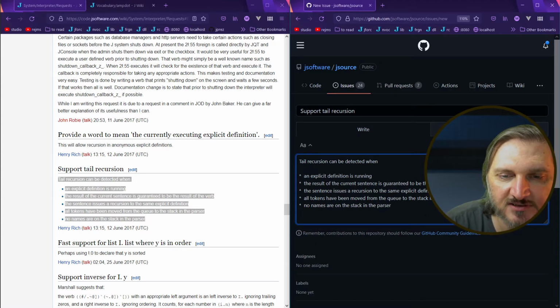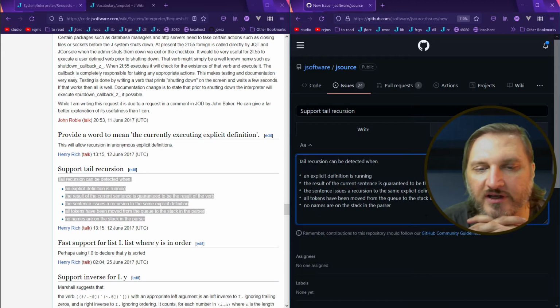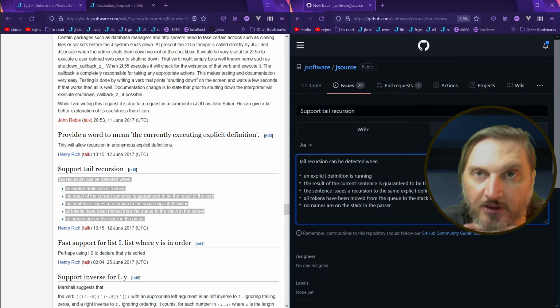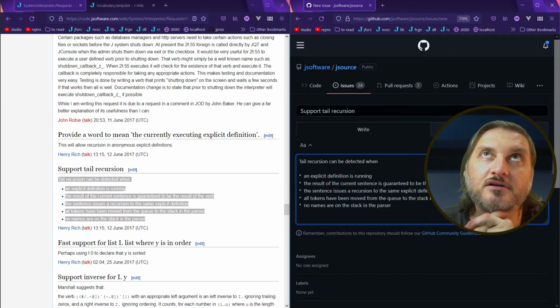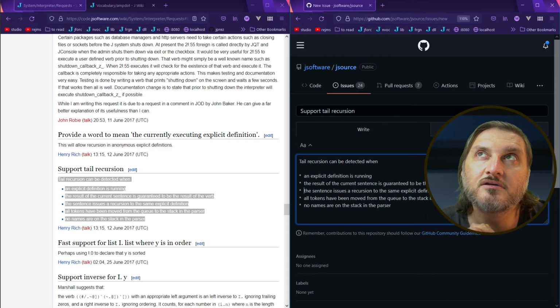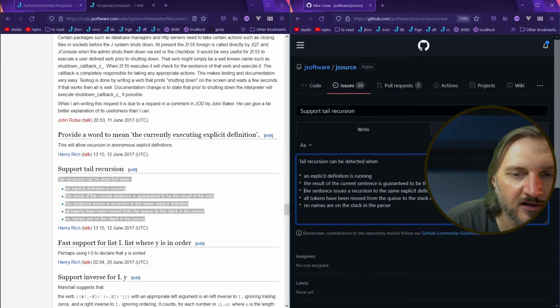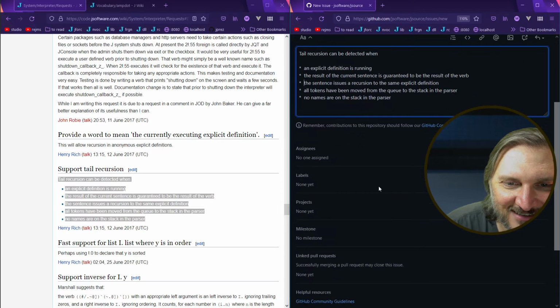Okay, so you've parsed the thing, you have the stack of what you're going to do, but no names are on the stack. Meaning that the names are not, you know, if the names are evaluated, their values would be on the stack. So the names are unevaluated. I'm not sure, but this is a note for Henry to himself, basically. So he understands it.